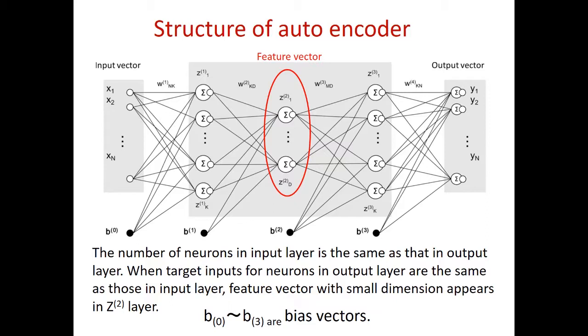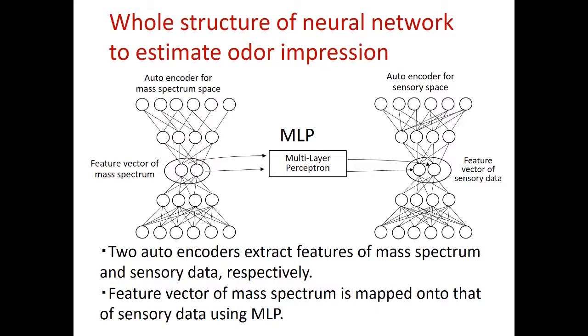And so feature vectors can be compressed in these layers. So data compression is possible using this. We call this an autoencoder. B0, B1, B2, B3 are the bias vectors. In this case, we use two autoencoders.